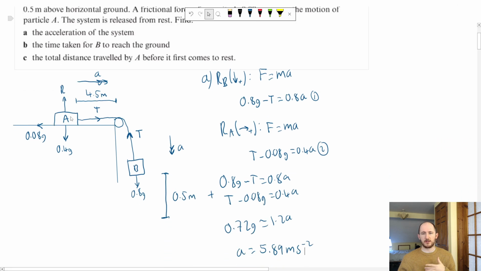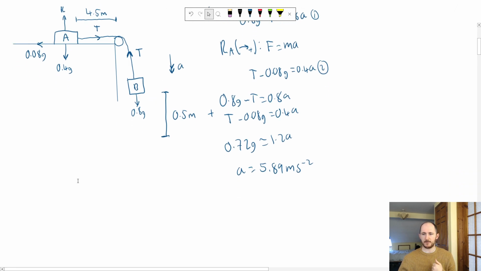Perfect. The common mistake I see is that people assume that this part of the pulley is going to accelerate downwards at 9.81. But that doesn't make sense. It's being slowed down by A. Okay? Perfect. So now we have the acceleration.